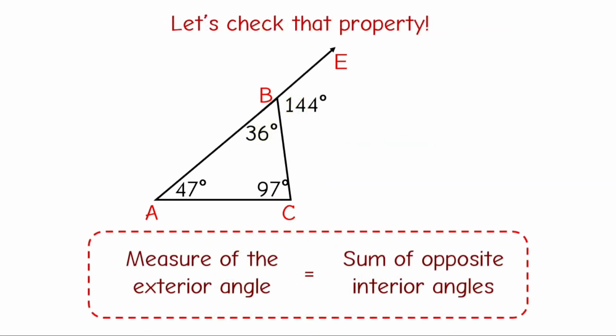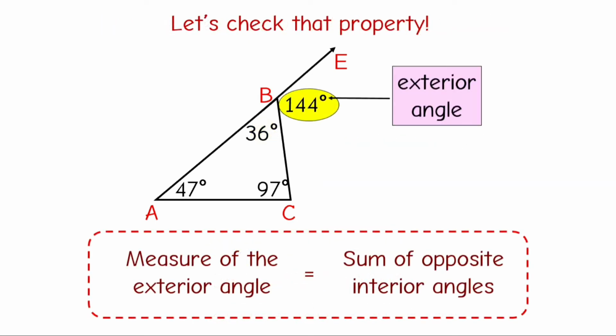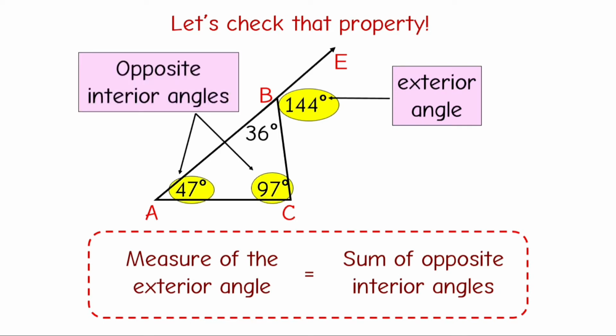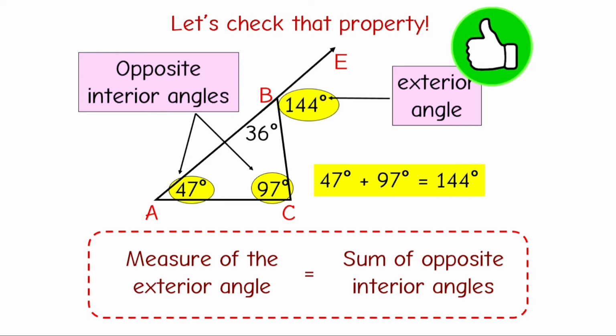Let's check the property. Exterior angle 144 degrees, opposite interior angles 47 degrees and 97 degrees. 47 degrees plus 97 degrees is equal to 144 degrees. So it is absolutely right.